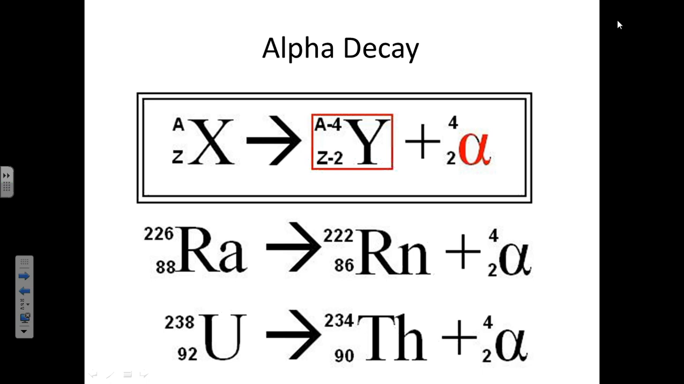Uranium is also naturally found in the ground, right? There are people who prospect for uranium. That's their job. They go out and look for it. One of the things that uranium does through radioactive decay is it'll give off alpha particles and become, what's Th? Thorium.